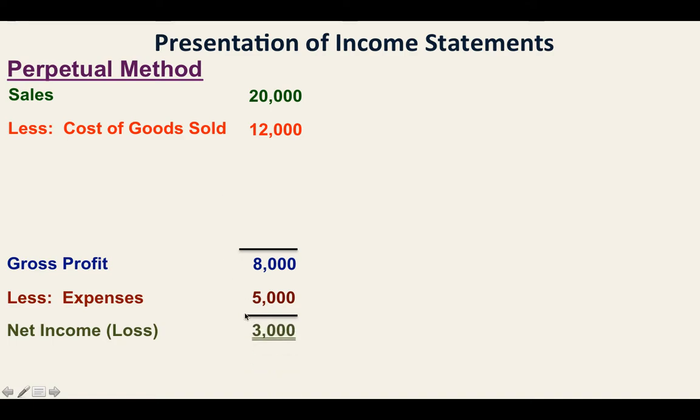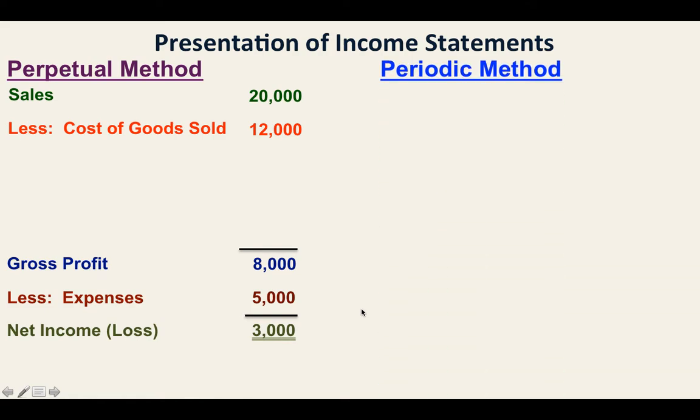So here, class, sales is in your record, and then cost of goods sold, it's also recorded. So deducting cost of goods sold from sales will give you your gross profit. Less expenses will give you your net income or loss. In this case, it's a net income.